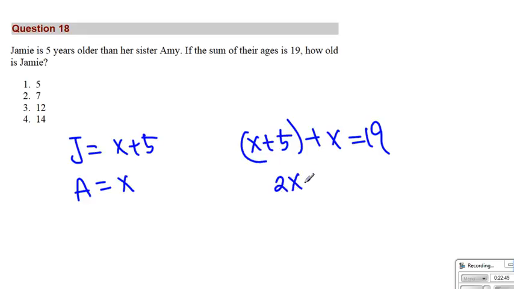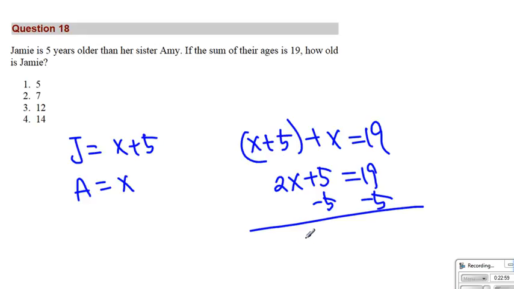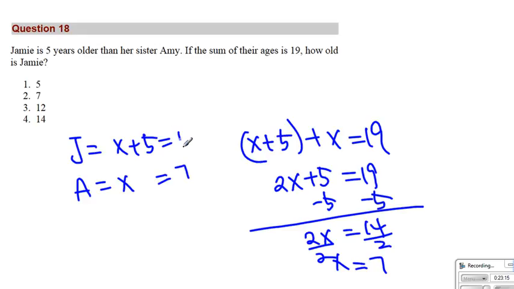Alright, then here we have 2x plus 5 equals 19, because we have x here and here. When you subtract 5, we end up getting 2x is equal to 14, where x, when we divide by 2, must be equal to 7. Now, then here, we get 7, and 7 plus 5 becomes 12. So our final answer becomes 12 right over here.